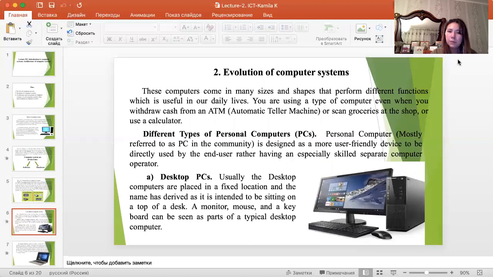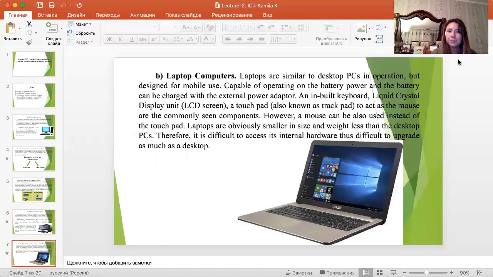A personal computer, mostly referred to as a PC in the community, is designed as a more user-friendly device to be directly used by the end user, rather than having a specially skilled separate computer operator. Desktop PCs. Usually desktop computers are placed in a fixed location, and the name is derived from being intended to sit on top of a desk. A monitor, mouse, and keyboard can be seen as parts of a typical desktop computer.